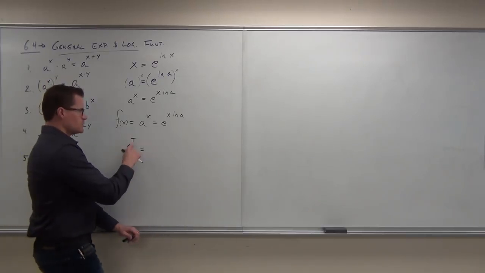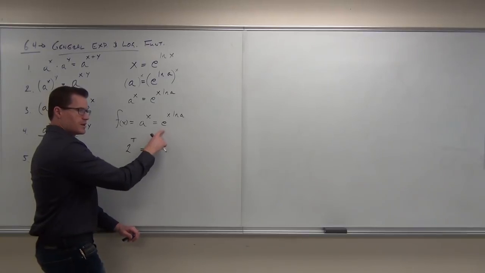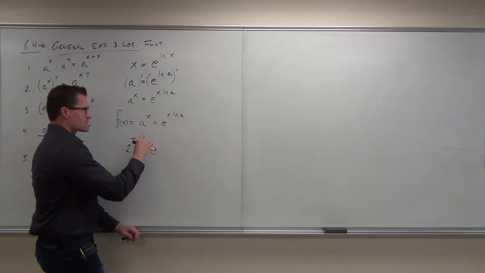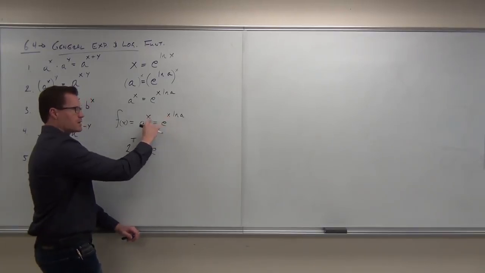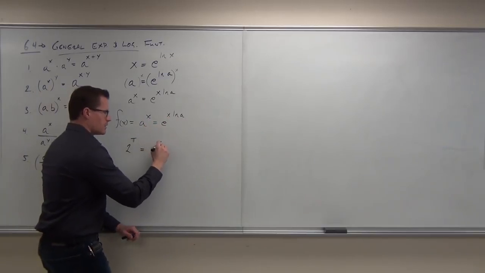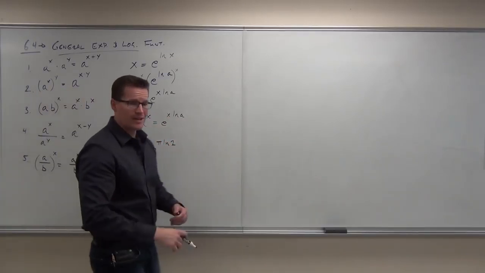So instead of 2 to the pi, I could write this as, well, the e stays there. Instead of x, what would I write? ln of whatever the base is. That's exactly right. That's an equivalent statement.